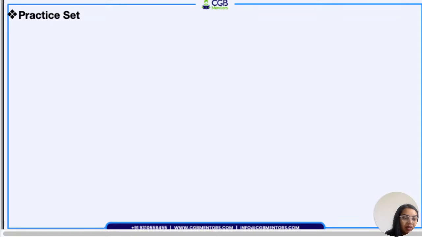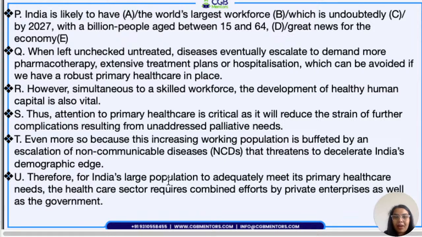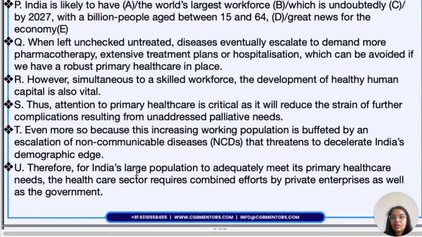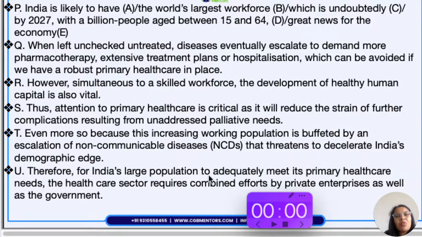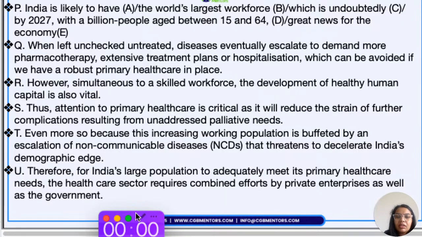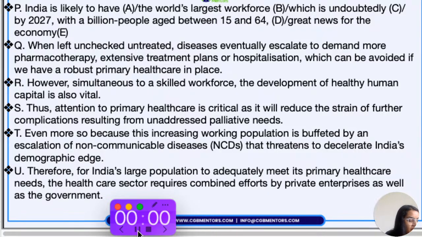I'll give you a timer, and you need to attempt this para jumble. You have to rearrange sentence P in itself, just like sentence rearrangement, and then you have to rearrange all the sentences P, Q, R, S, T, U. So it's a mix of parajumble and a small question of sentence rearrangement. First arrange P by itself, and then you go ahead with the complete arrangement. 3.5 minutes will be given to you.